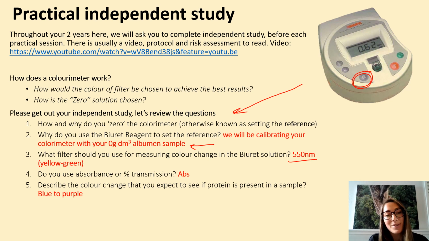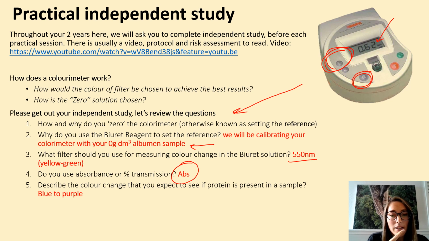Are we using absorbance or percentage transmission? So we're going to be using absorbance, but you can see on the colorimeter there's a little button here which says abs/percentage trans. Now that basically means that you can change the units. You can see on my colorimeter at the moment it says abs, so it's measuring in absorbance.